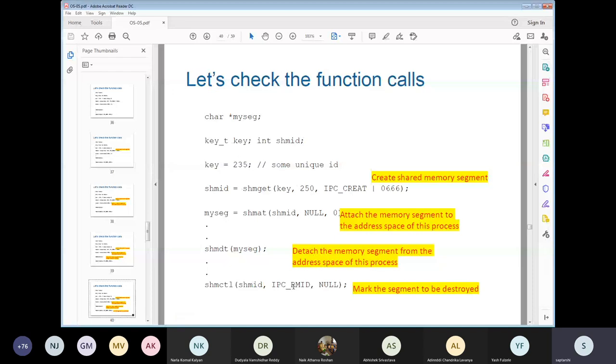Of course, if you have any questions, then ask. Otherwise, I have this question. Why do you think two steps are necessary? Detachment and then mark the segment to be destroyed.